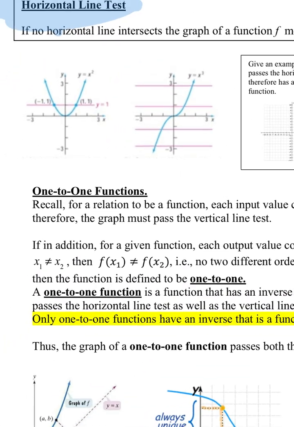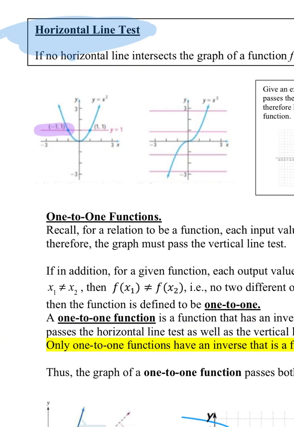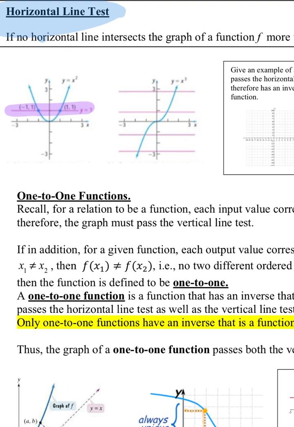So if I look at the first one, I see, if I draw a horizontal line, oh no, it doesn't pass the horizontal line test. So while the original graph is a function, y equals x squared, its inverse is not. If I look at the next one, we have the parent cubic function, which is a function, but is its inverse also a function?